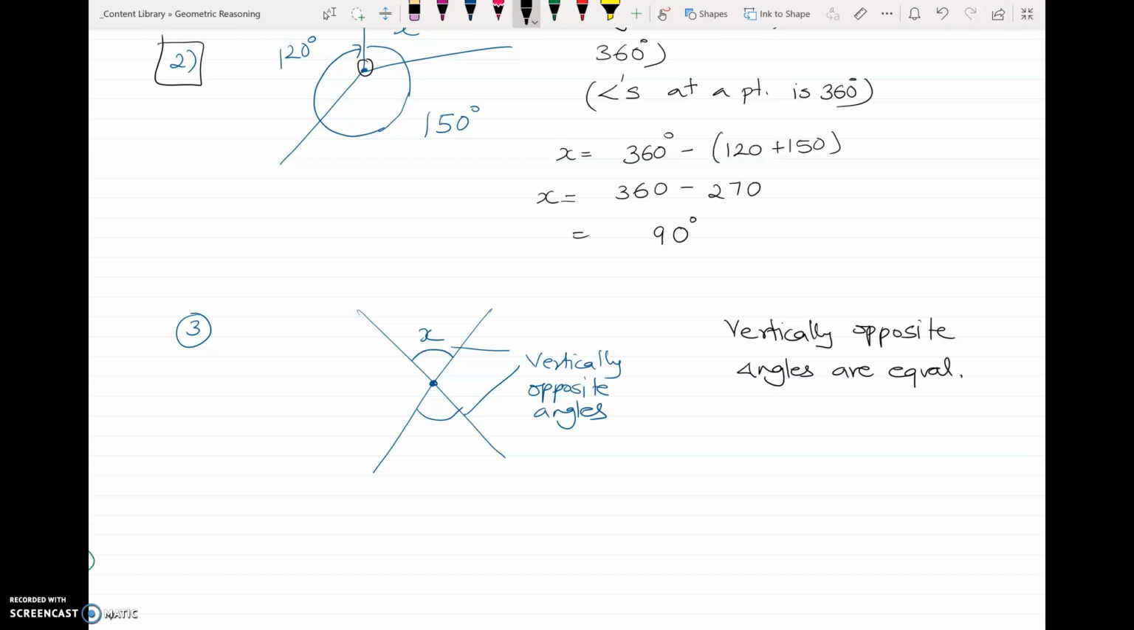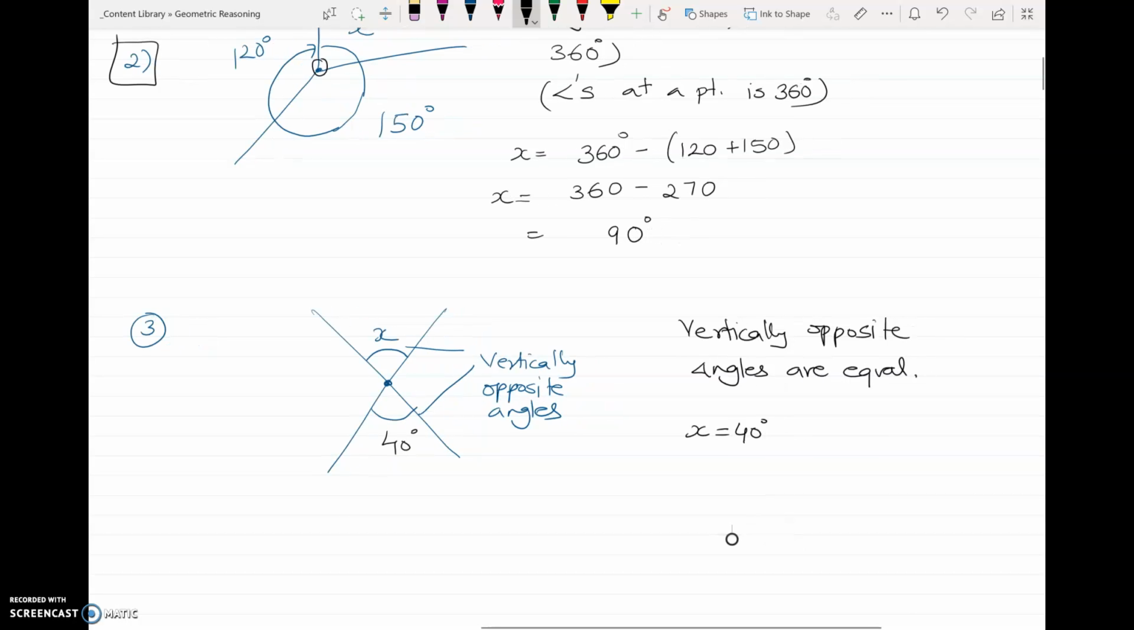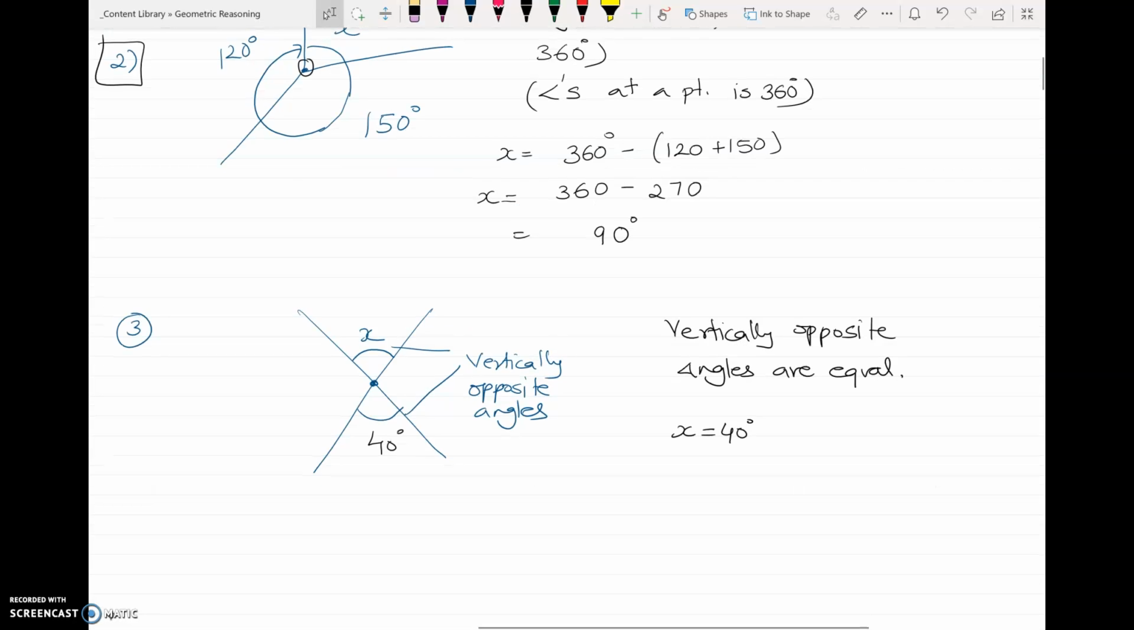In this case, if I have to find X, and I know the other angle is 40, which means X should be 40 degrees. And to write the short form of this rule, you can write it as vertically opposite angles are equal. You will not get marked down for that. Now this is our third rule. Now moving on to the next rule.